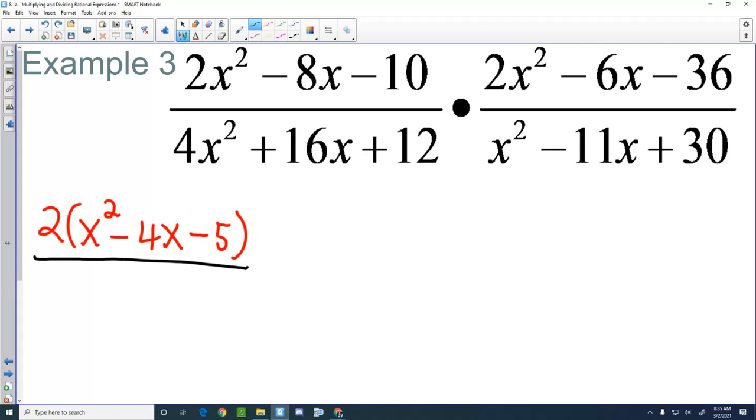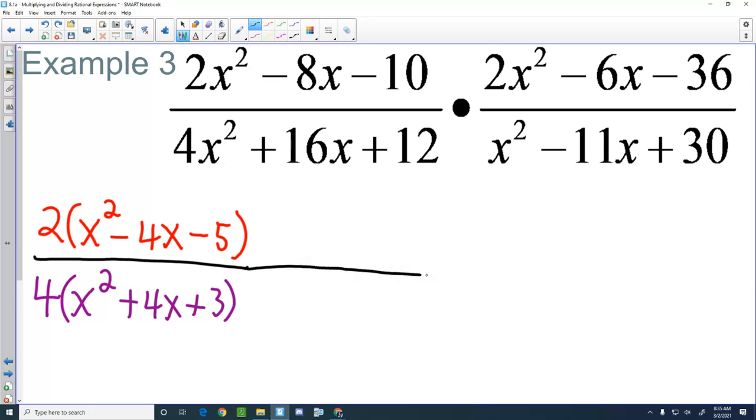Over its denominator, I see 4, 16, and 12. Those are all divisible by 4. So I'm taking out the GCF of 4, which leaves me with x squared plus 4x plus 3. And again, this is multiplication, so I'm just going to extend that fraction bar because it's all going to be smushed together at the end.